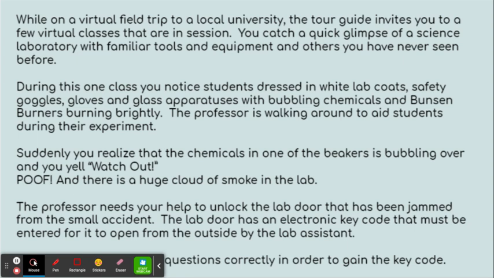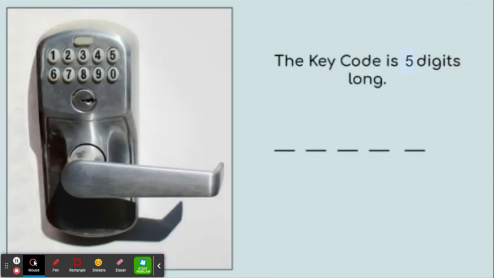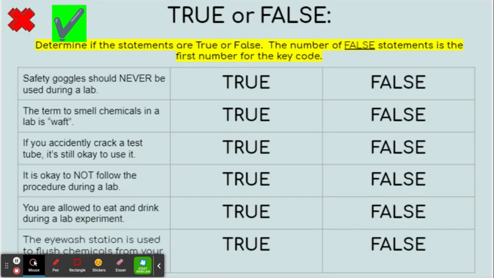Suddenly, you realize that the chemicals in one of the beakers is bubbling over, and you yell, "Watch out!" Poof! And there is a huge cloud of smoke in the lab. The professor needs your help to unlock the lab door that has jammed from a small accident. The lab door has an electronic key code that must be entered for it to open by the outside by the lab assistant. So your goal today is to try and gain access to that key code. So the key code is 5 digits long. You're trying to get in that door.